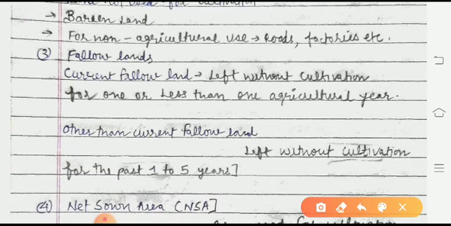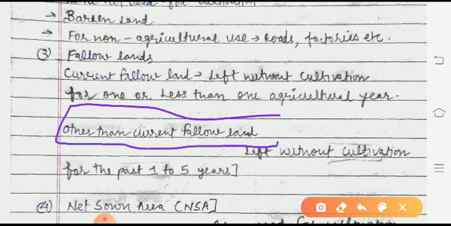Then second, other than current fallow land. So in this category, we are having that piece of land which is left without cultivation for the past 1 to 5 years. Okay. So the main difference between current fallow land and other than current fallow land is that in current fallow land, the land is left without cultivation for only one or less than one year. But in other than current fallow land, the time period left without cultivation is 1 to 5 years.